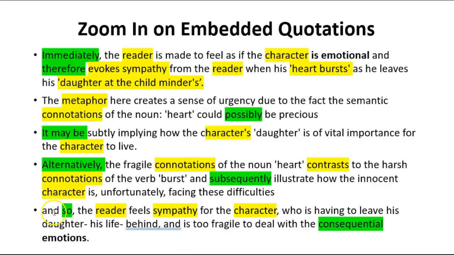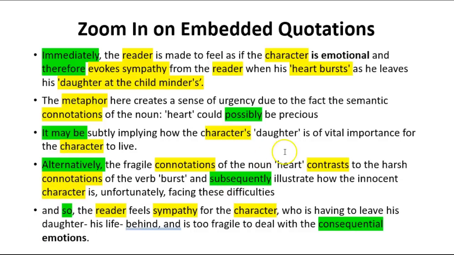Right, let's finish off his paragraph. "And so the reader feels sympathy for the character who is having to leave his daughter, his life, behind, and is too fragile to deal with the consequential emotions." So again in the green, subsequently, so, consequential, you can see how Smila is building up an argument, and that's what makes his answer really sophisticated. And the green is part of his sophisticated terminology. Terminology doesn't just mean the features, it means the language that an expert in literature would use.